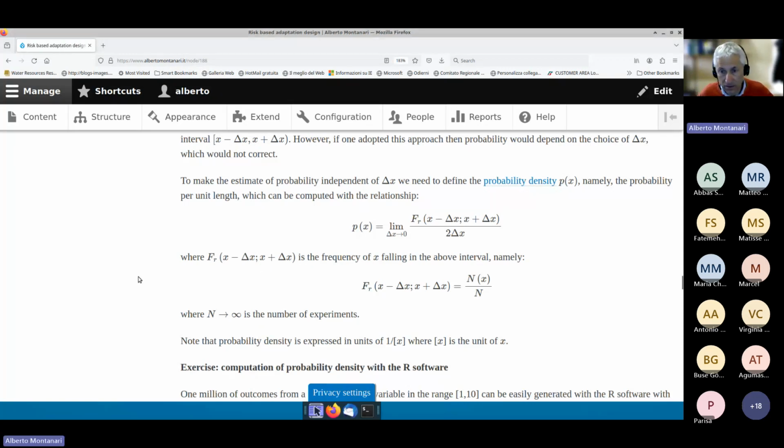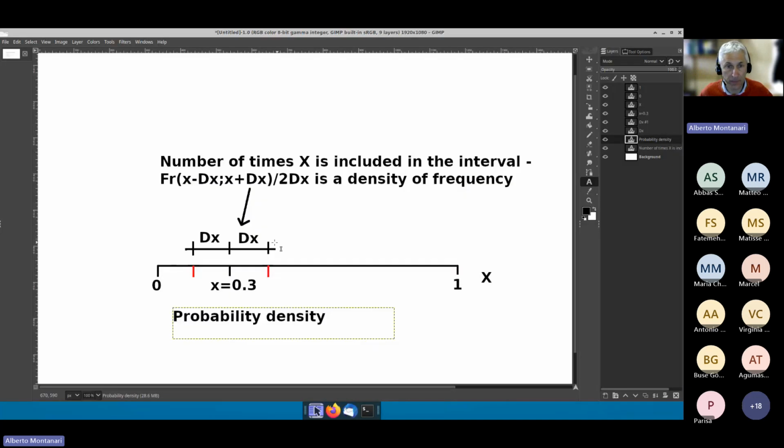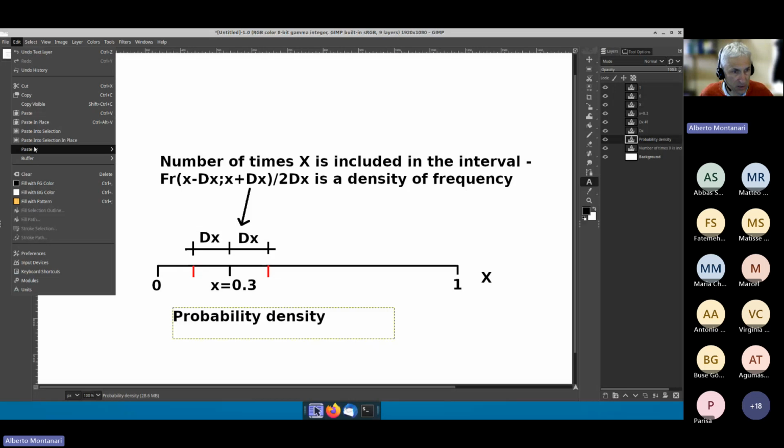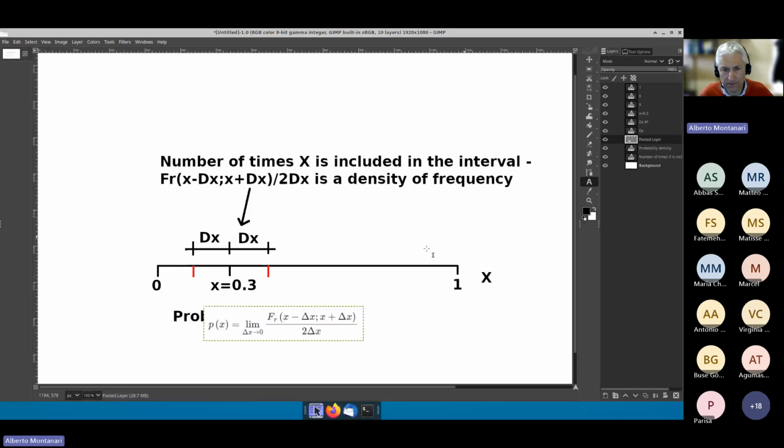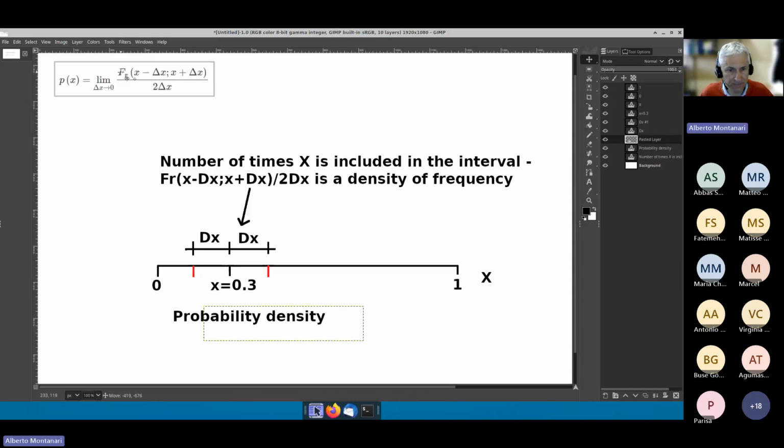Okay, and then the graphical window is here. Let me copy the probability density here, edit, paste as new layer. Okay, here it is. So this is the probability density, which was computed in the interval that you see on the graphical window.